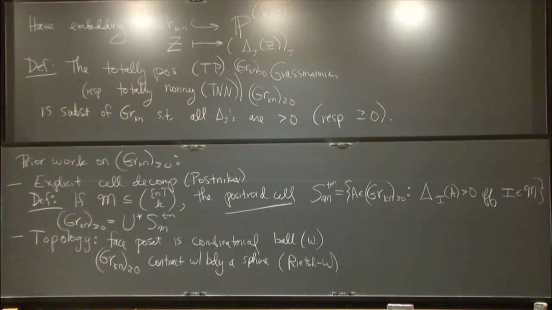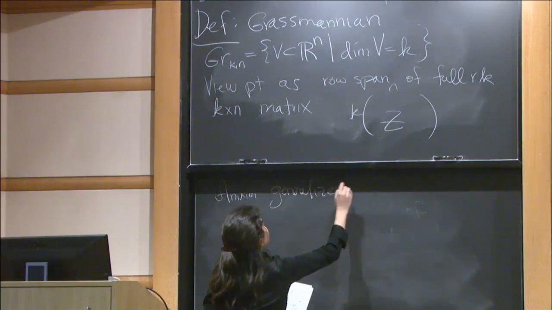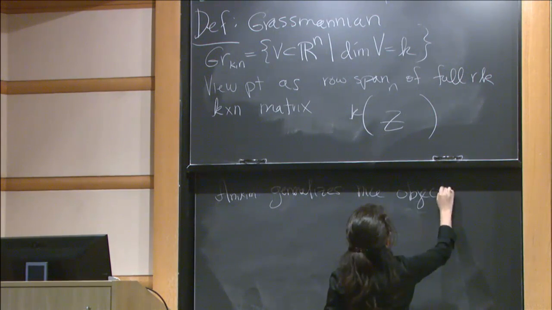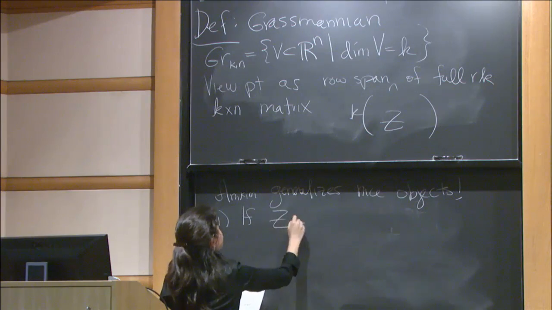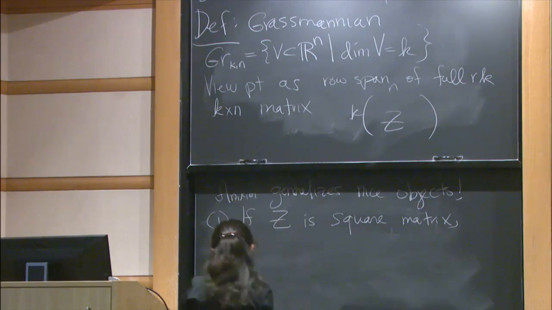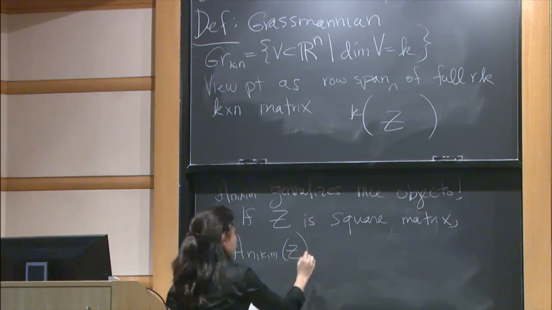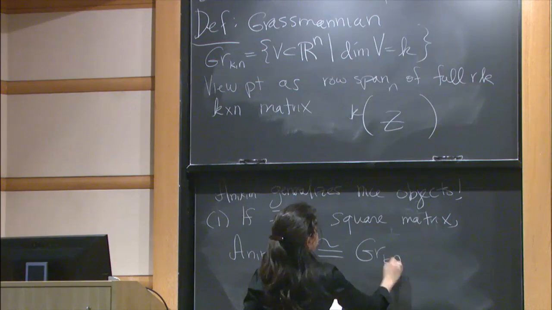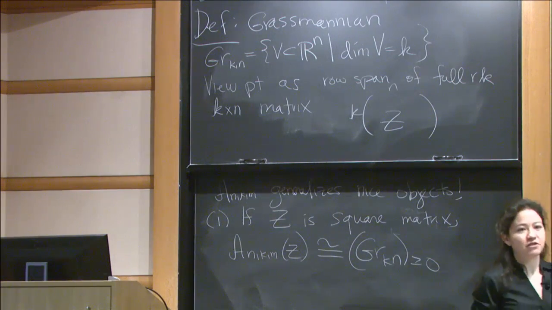Okay, so now let me just mention that it generalizes lots of nice objects. So first of all, if Z is a square matrix, then the amplituhedron is just isomorphic to the totally non-negative Grassmannian. So we can think of it as a generalization of the totally non-negative Grassmannian.